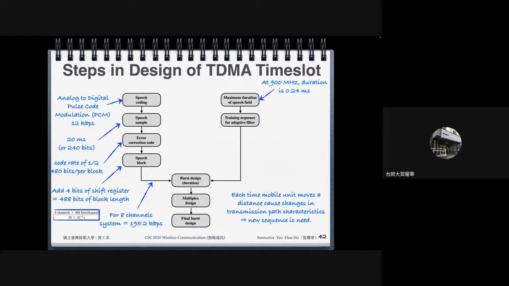You just have to know that for the speech encoding, I use pulse-code modulation. Then I do a sampling of 20 milliseconds or 240 bits. Then I do a code rate to generate error correction code, which doubles the data. Then you add 4 bits of shift register to encode the data. Then you multiplex everything together and send it. So that's roughly what TDM tries to do.